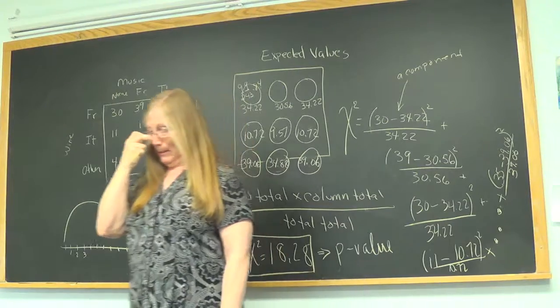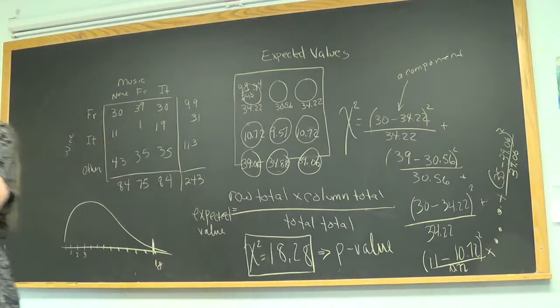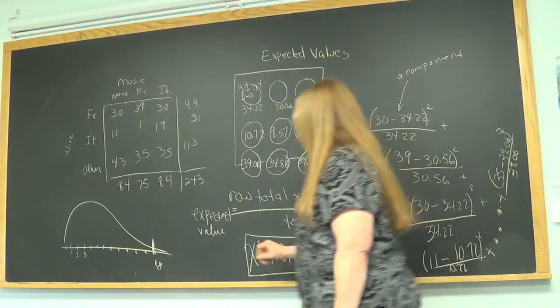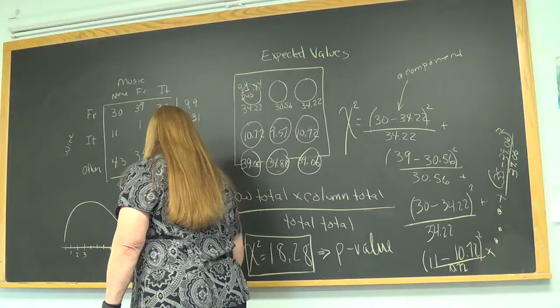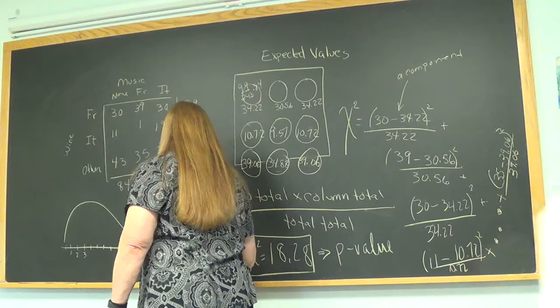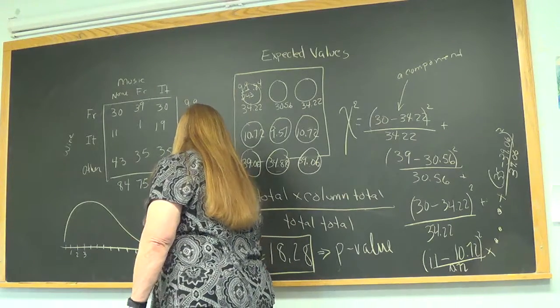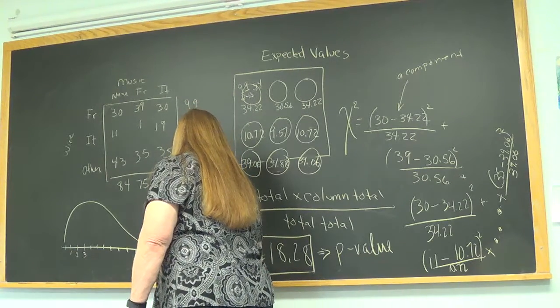Or is it the total number of categories? Oh, yeah, it could be total, like 6 minus 1? Good try, but it's not. Alright, so the degrees of freedom is the number of columns minus 1 times the number of rows minus 1.